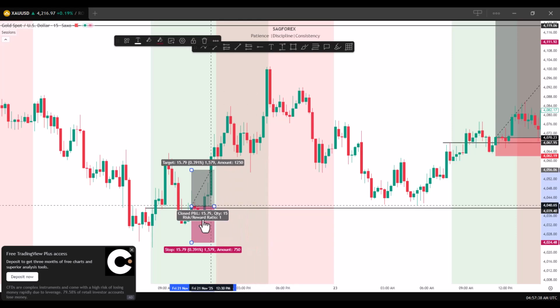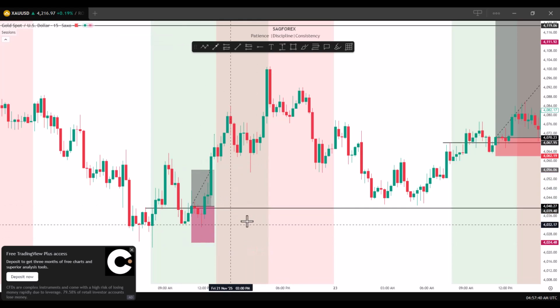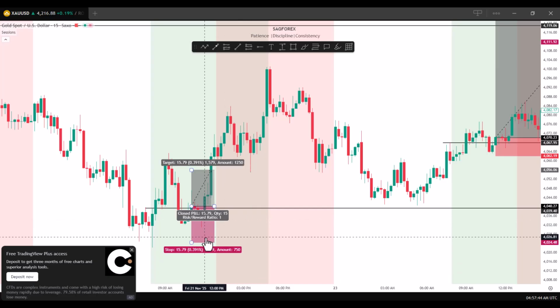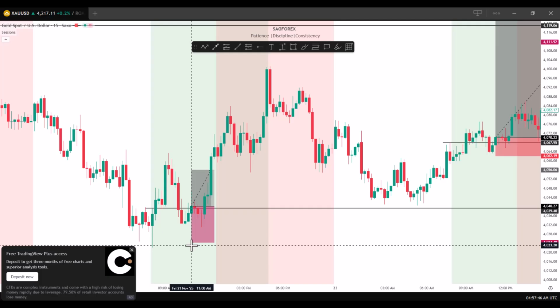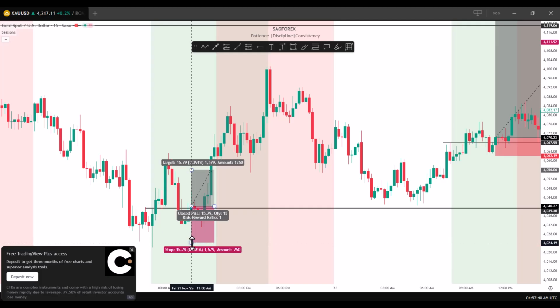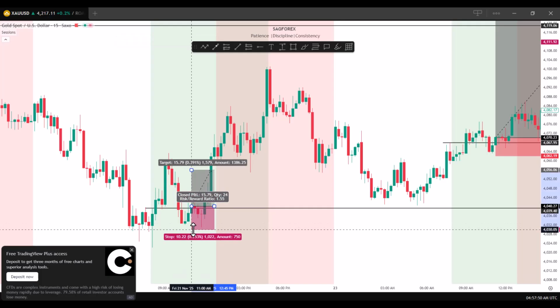Now if you could see, there is a drawdown. Price pushed back down before trying to go up, right? So price pushed down up to this level, before going up.